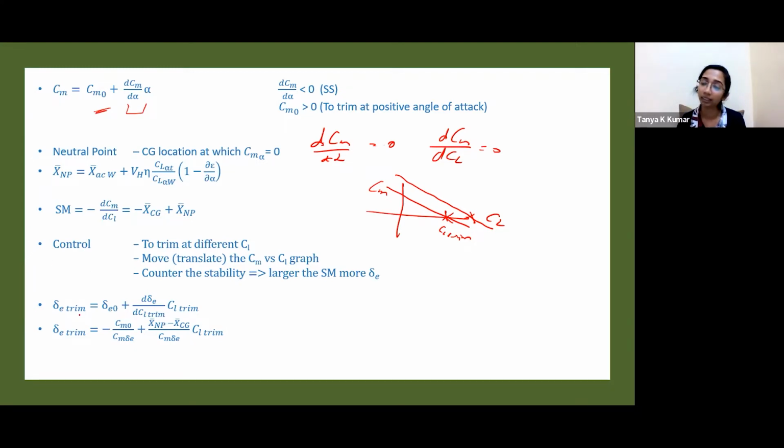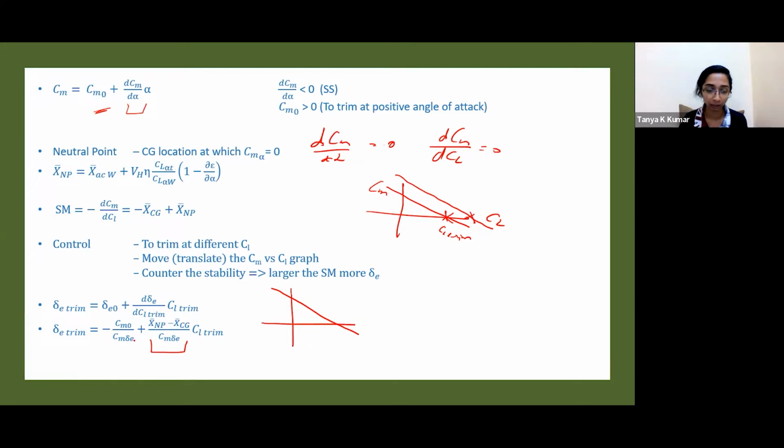Now the elevator is the control surface for longitudinal control. So the elevator deflection to trim the aircraft at a given CL trim is given by this equation, which, as we've discussed in all the classes before, has a negative slope. So why does it have a negative slope? This d delta E by dCl trim is this value. Now this XNP minus XCG for a stable aircraft is positive. Cm delta E for any conventional aircraft is negative. So the entire slope is negative.